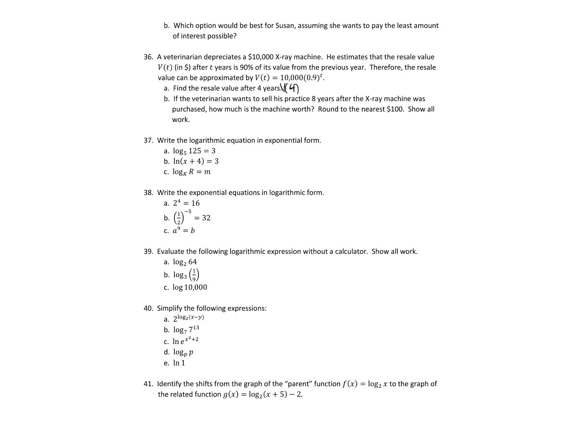So V of 4 is equal to 10,000 times 0.9 raised to the 4th power. And that I can plug into my calculator. And that gives me $6,561.